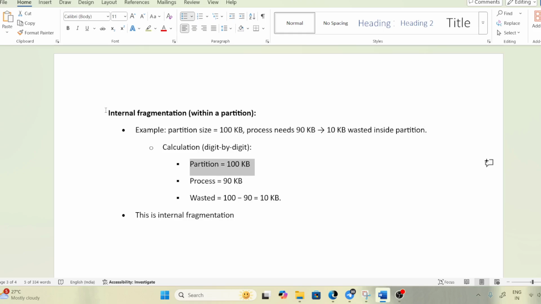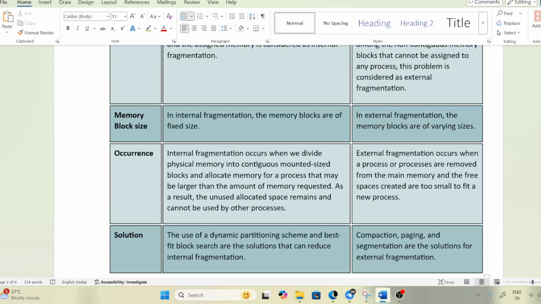So what this means, internal fragmentation means आपने अपनी memory को इस तरह divide किया है कि जितनी requirement नहीं है फिर भी उसको continuously fixed size दे रहे हो. This is internal fragmentation.